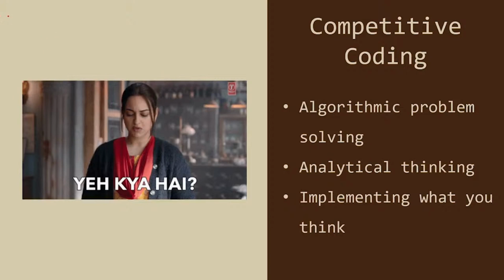So for n equal to 5, I will say the answer will be 2, 3, 4, 5 and 1. You see, it is satisfying all our conditions. So this is what competitive coding is. In competitive coding, you will be given a problem and you are expected to come up with an algorithm which will solve that problem in the best possible time complexity or within the given constraints.